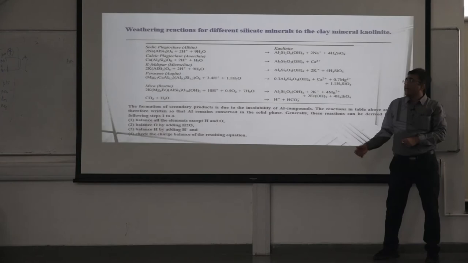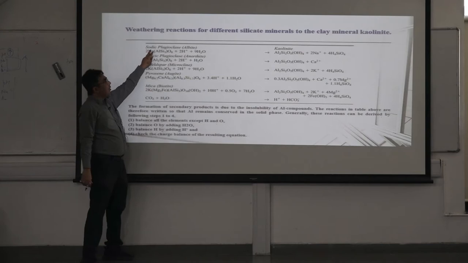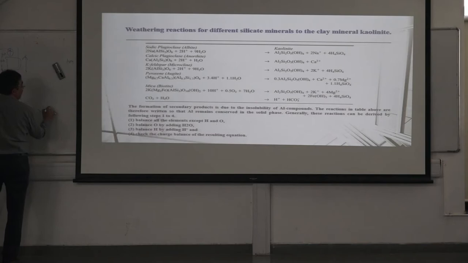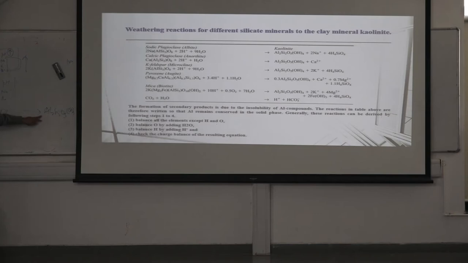Now, how to balance the equation. You have NaAlSi3O8 giving Al2Si2O5(OH)4. So you have the reactant and you have the product. What you have to do is first see whether all the elements are balanced or not. Aluminium is 1 here and 2 here, which means it has to be balanced.